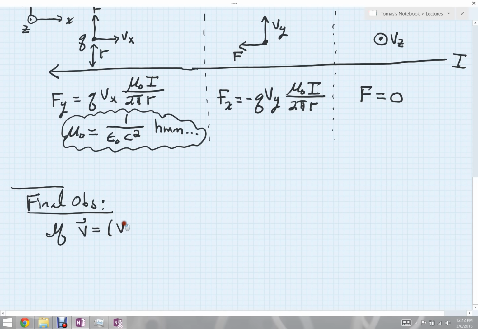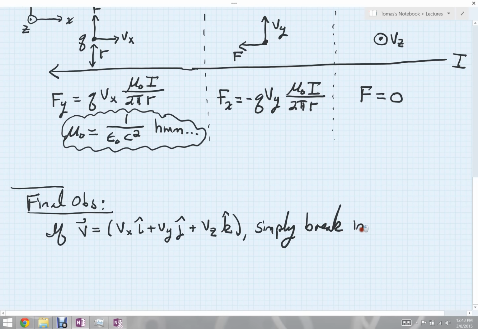has components, an x component in the i hat direction, a y component in the j hat direction, and a z component, v sub z, in the k hat direction, if you happen to have a velocity along those lines, you can actually decompose the velocity into each of these different components, as I've shown you here, and simply add up the result. So if that's the case, you can simply break into components and add.